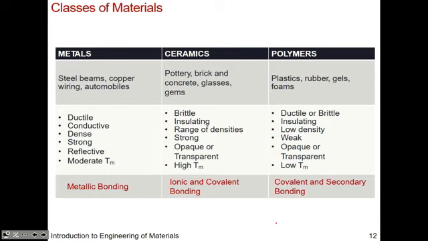Electronically, they're insulating. There's a range of densities based on how the atoms are packed, and so we'll talk about the range of coordination number later on in the chapter. They're strong, as I mentioned, and we've also talked about how they can be opaque or transparent, and their melting temperature is quite high relative to that of metals. And the bonding character in ceramics can be just ionic or ionic and covalent bonding. Okay? There can be a mixture of bonding types.